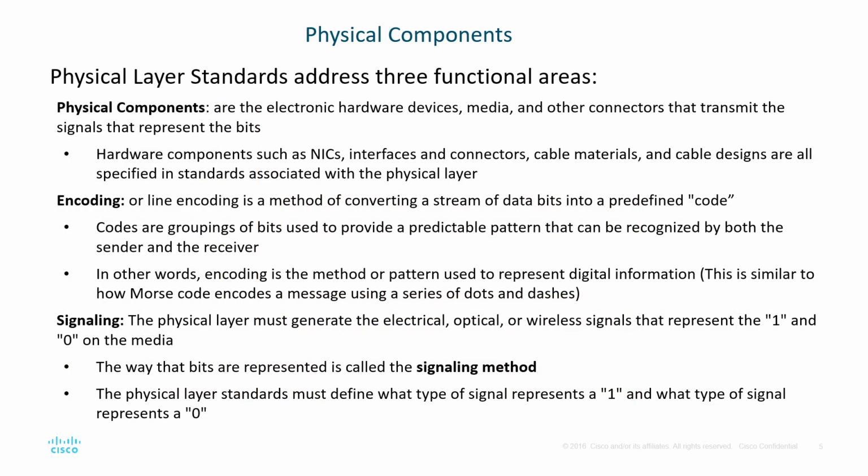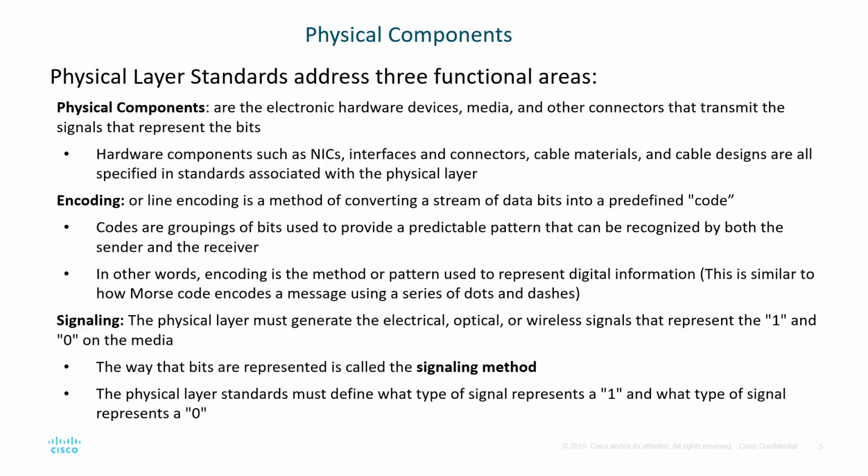Now, your physical standards address three functional areas: your physical components. These are the electronic hardware devices, your media, and other connectors that transmit the signals that represent the bits. Hardware components such as your NICs, your interfaces, and your connectors. The cable materials and the cable designs are all specified in standards associated with this physical layer.